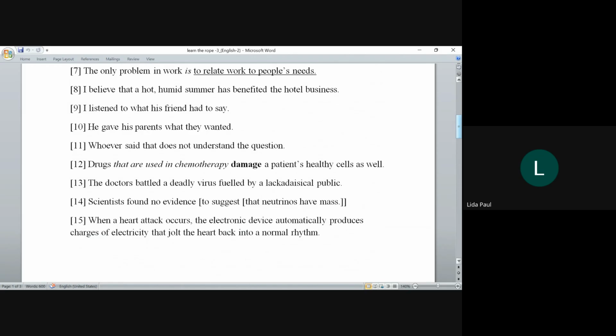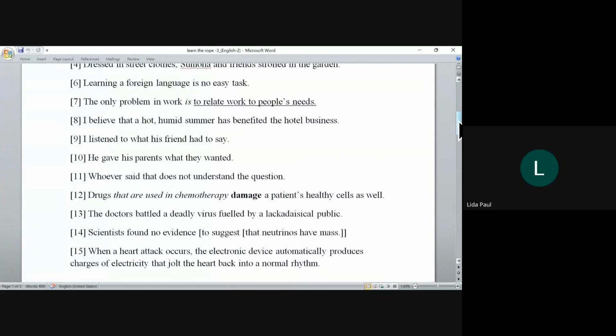Okay, so you can use this diagnostic also. If you can replace it with a noun, if it answers the question what, if it can be replaced using another noun or a pronoun, then it is a noun clause. You can use these two tests also to figure out whether a given clause is a noun clause or not. Okay, Deepak? Yes, ma'am. I got it. Okay. Now, ninth one, I listened to what his friend had to say.